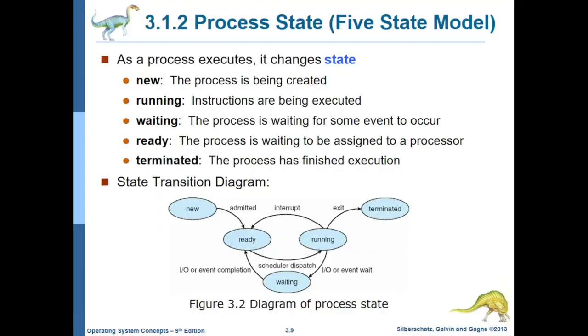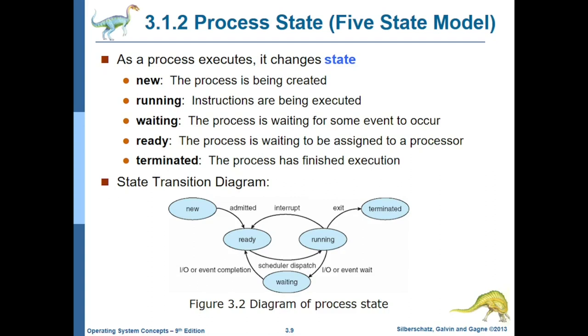In this slide, we will learn about the process states in the five-state model. A process is a program in execution and it can have different states depending on what it is doing. The first state is new. This means that the process is being created by the operating system. For example, when you run a program from your terminal, the operating system creates a new process for it. The second state is running. This means that the process is executing instructions on the processor. For example, when your program is performing some calculation or printing some output, it is in the running state.